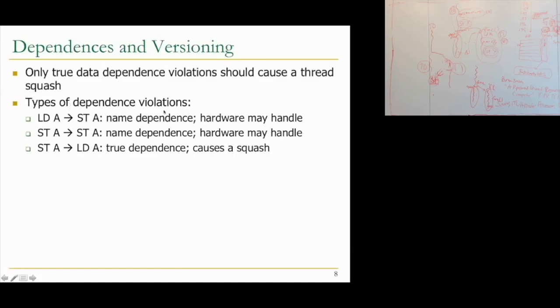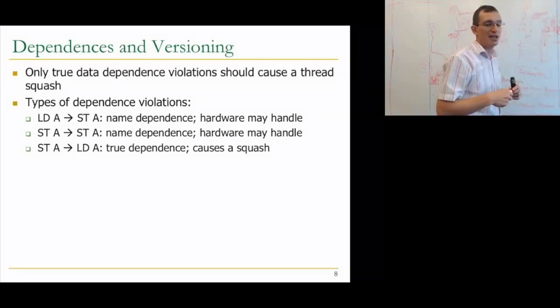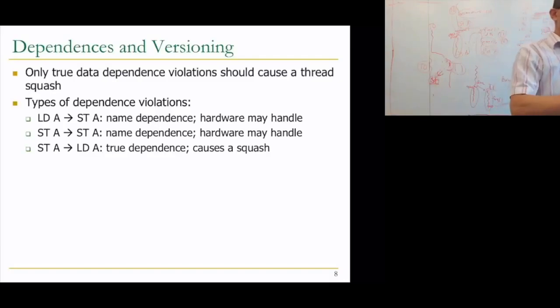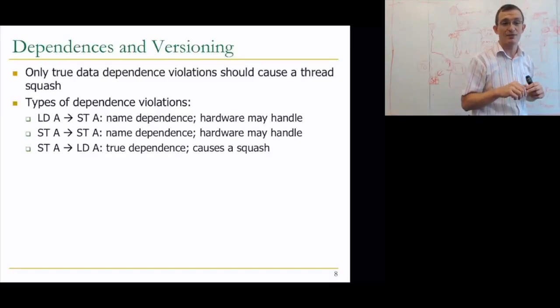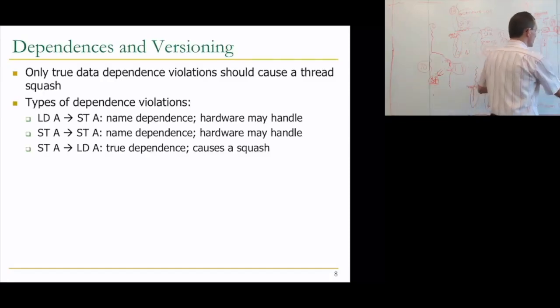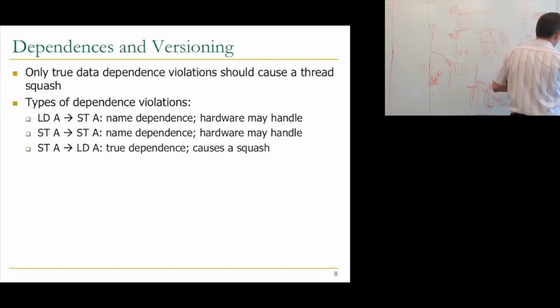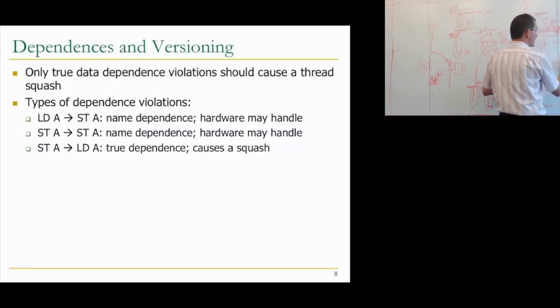In this case, it's really a name dependence, so the hardware should really be able to handle this. Meaning there is really no dependence here. It's really an anti-dependence. It's not a true dependence, right? Basically, let's say you have thread 0 and thread 1. This does a load A, and this does a store A. And this does a store earlier than this load.